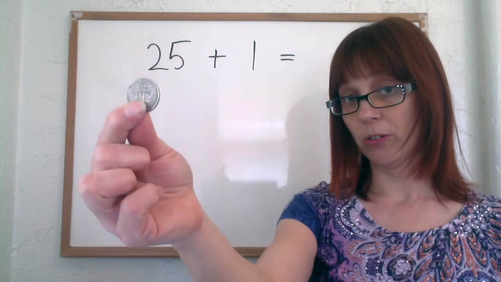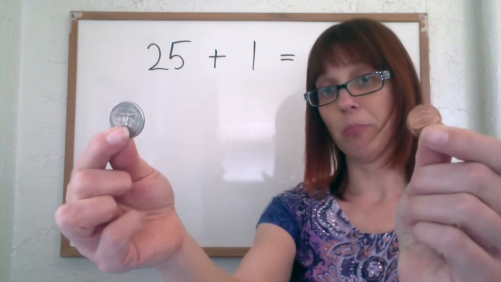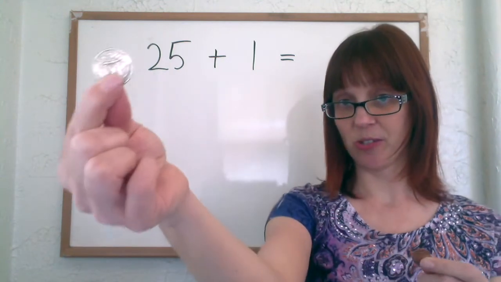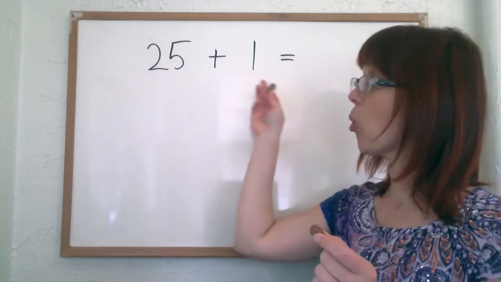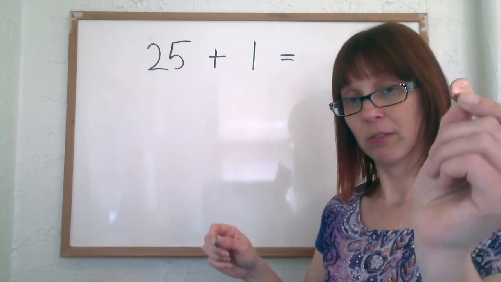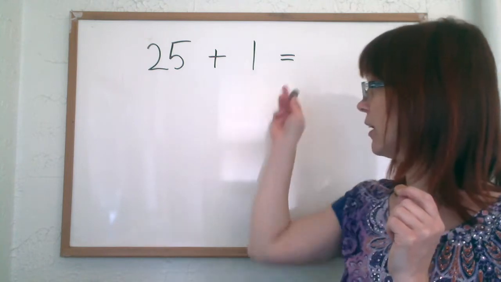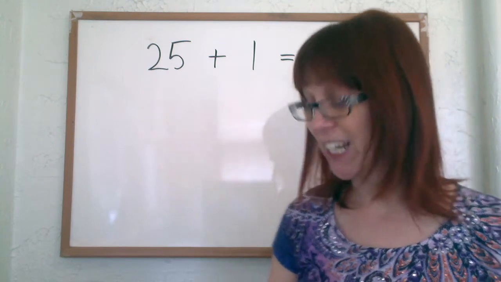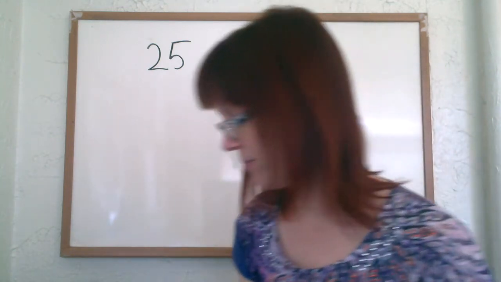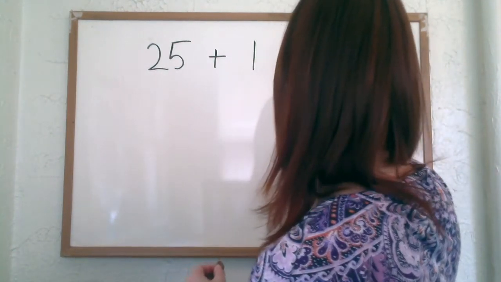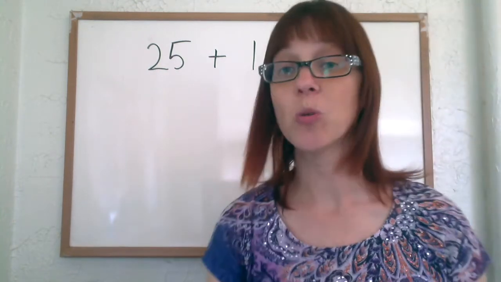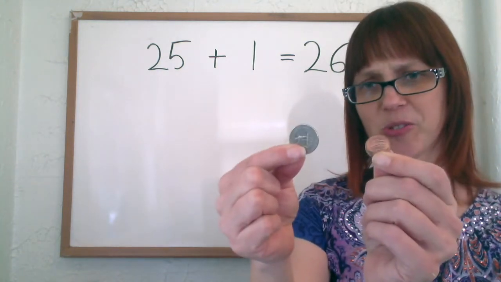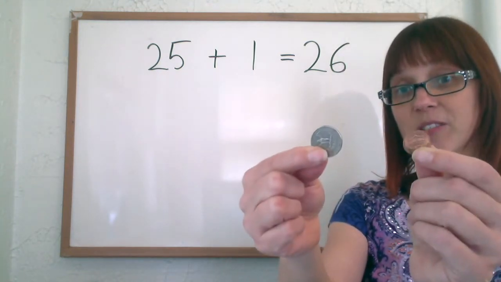I have a quarter and a penny. 25 cents, quarter, plus 1 penny is what? 26. How much is this? 26 cents.